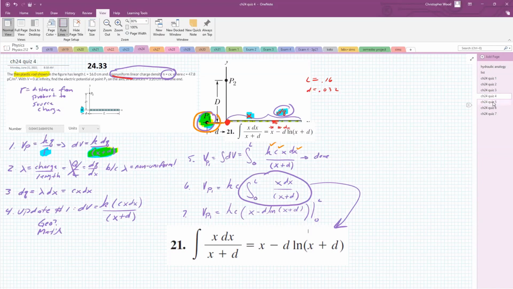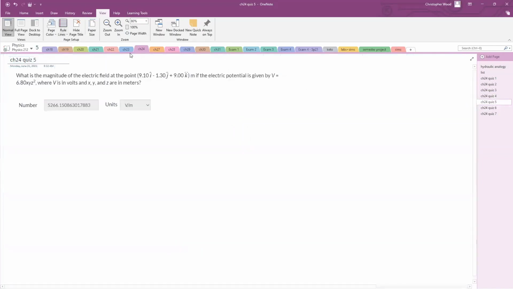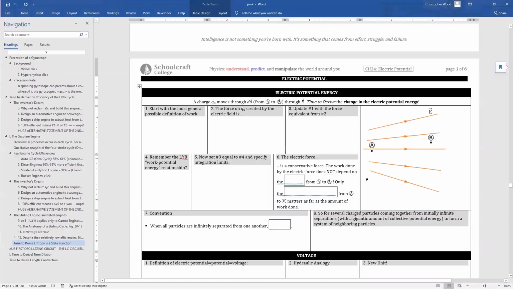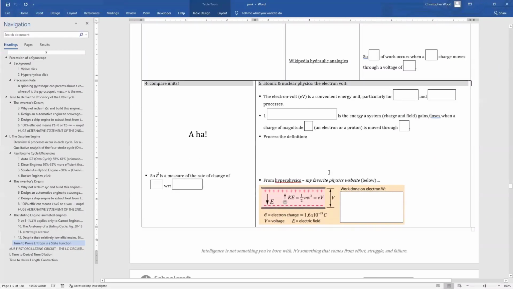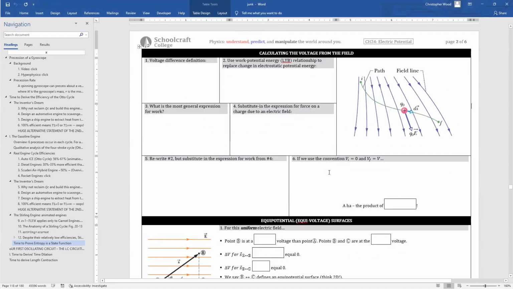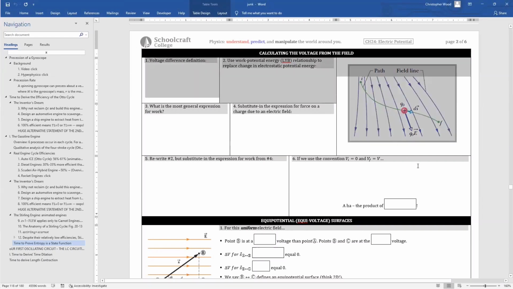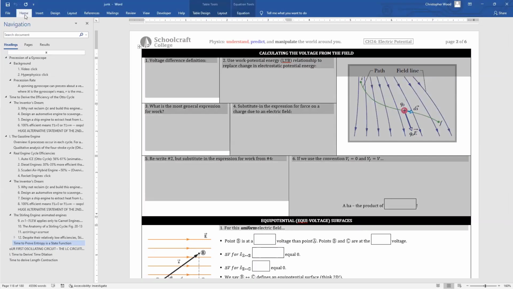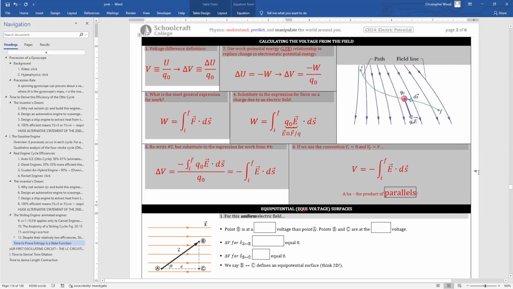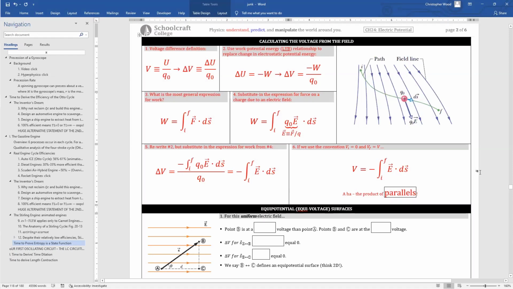Let's move on to the next quiz. This is shifting gears. In your green sheets, in the green sheet lecture video, there's a whole section called how to get the voltage from the electric field, calculating the voltage from the field. This is the section I'm referring to, covered in detail in the lecture video.